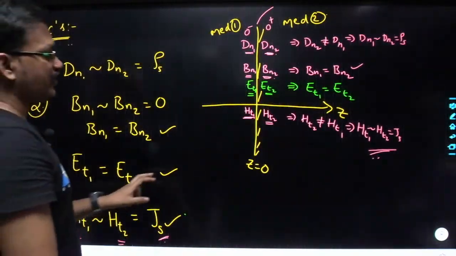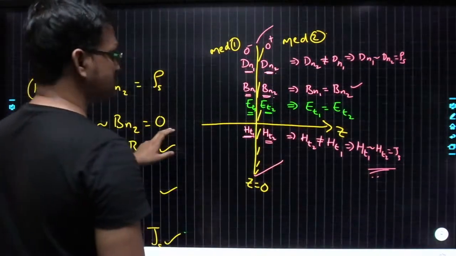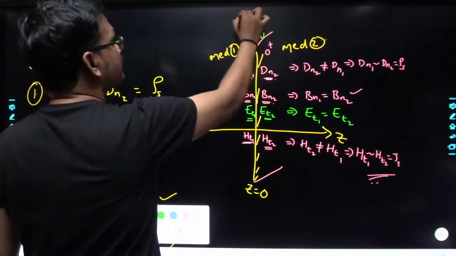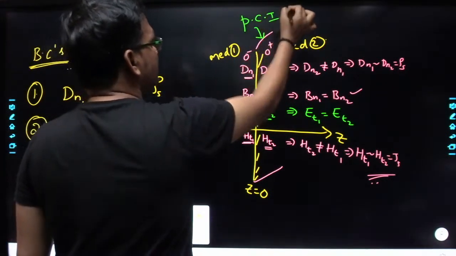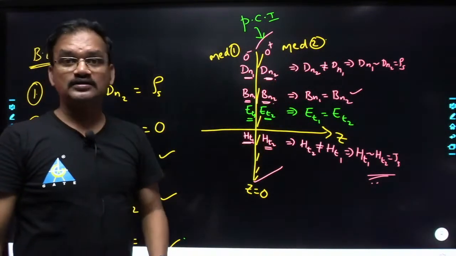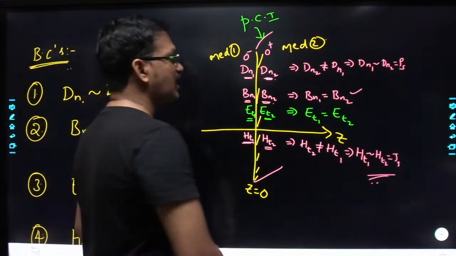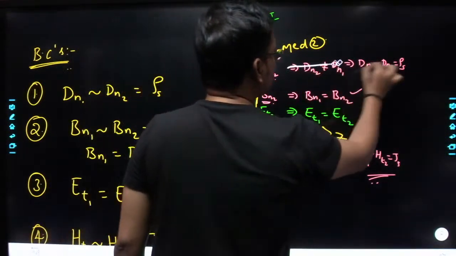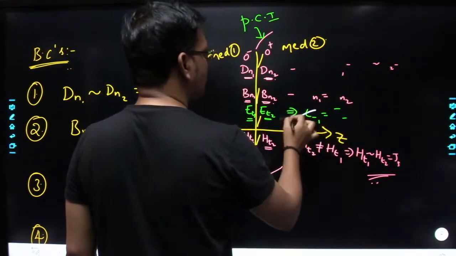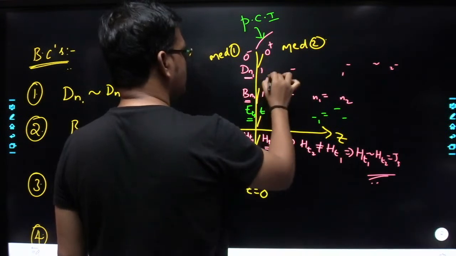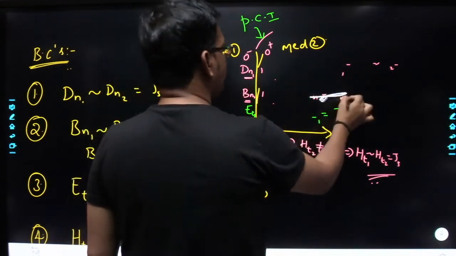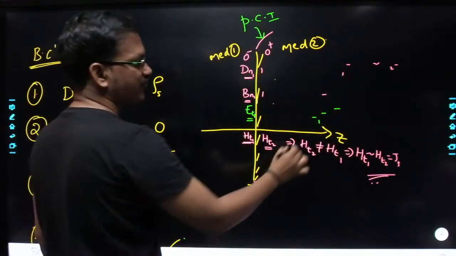Now, if I consider this interface as a perfect conducting interface, then what will happen? We know that if it is a perfect conducting interface, no fields can penetrate into the other medium. Yes or no? In that case, dN2 will become 0. All the field components in medium 2 will become 0. No fields can penetrate into medium 2, because you have a perfect conducting interface.